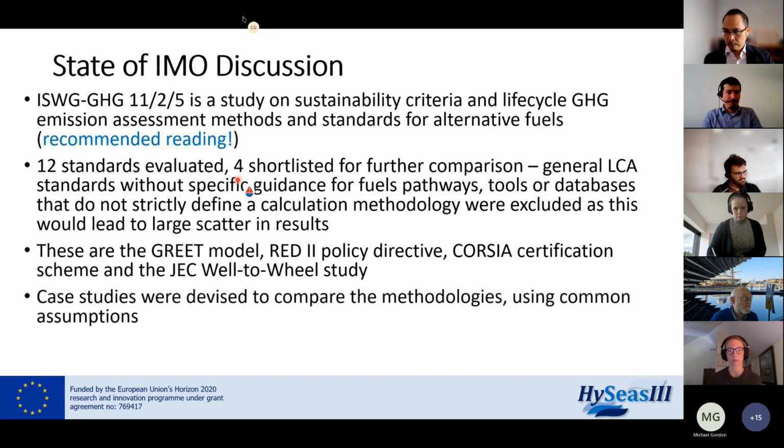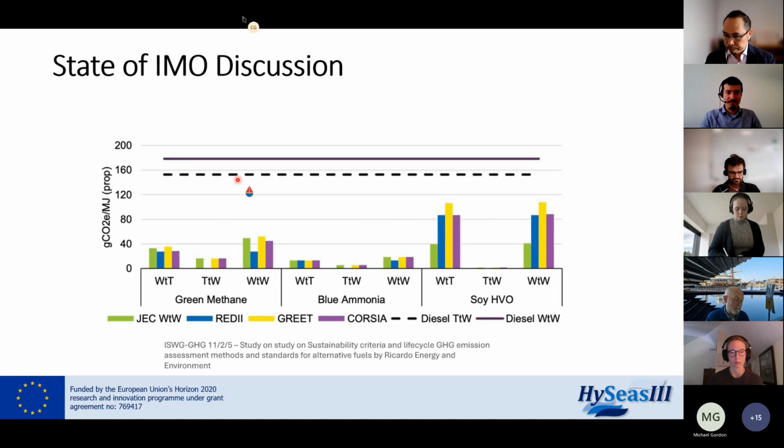With these 4 shortlisted standards, case studies were then devised to compare the methodologies using common assumptions. The idea here was to figure out what would be the difference in results if you use different methodologies. Results were interesting. You can see they looked at 3 different fuel types: green methane, blue ammonia, and soy HVO. And you can see the main difference tended to be with the well-to-tank part. Here for green methane, it's not overly substantial, but there are obvious differences. For blue ammonia, almost no difference. But then when it came to biofuel, you could see quite large differences between the methodologies.